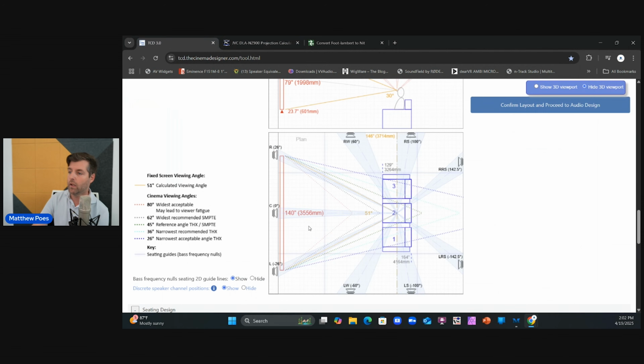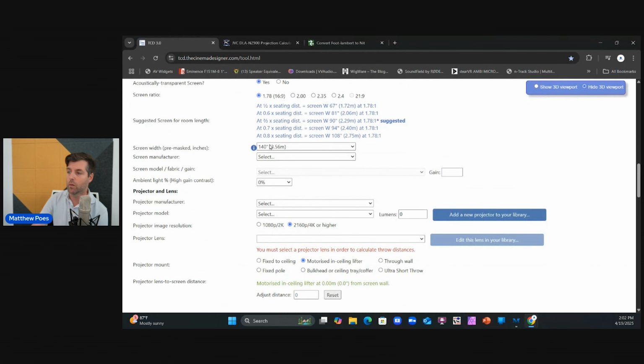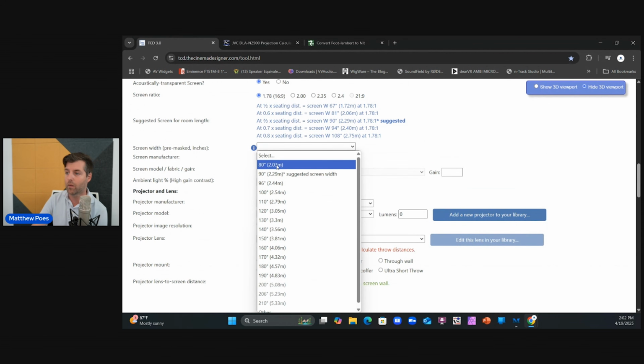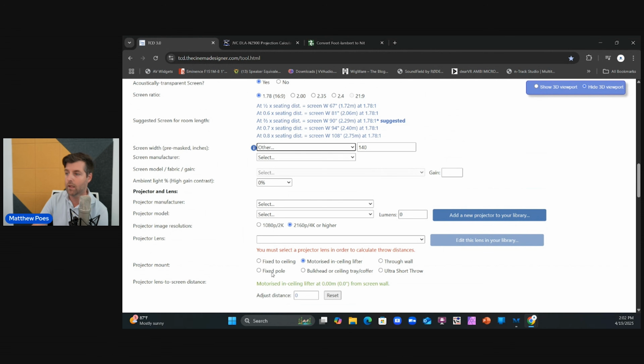But if we go back over to here and we change the screen size to 114 inches, you do have to, so we have to do a custom one for that. So we will do that.